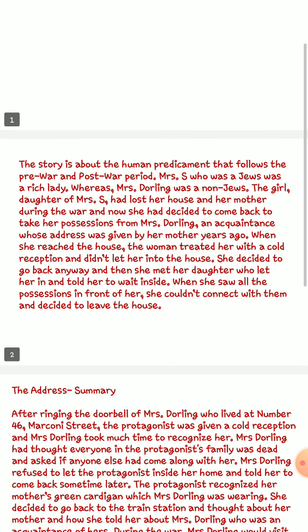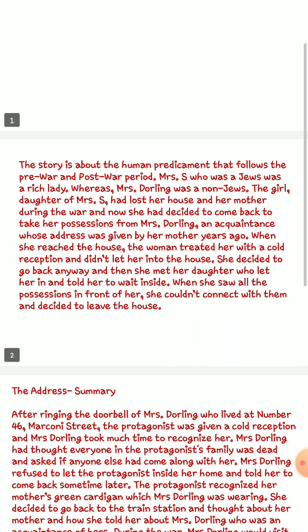So after she was liberated, she used to stay in a one-room flat. Now she decided to visit Mrs. Doling so that she can at least see her mother's belongings. So let me continue. The girl, daughter of Mrs. S, had lost her house and her mother during the war, and now she had decided to come back to take her possessions from Mrs. Doling, an acquaintance whose address was given by her years ago.